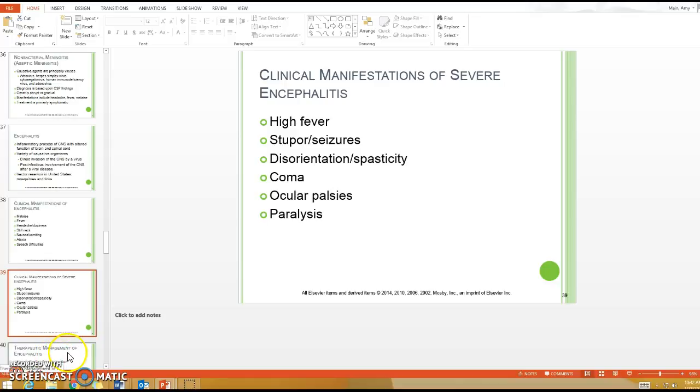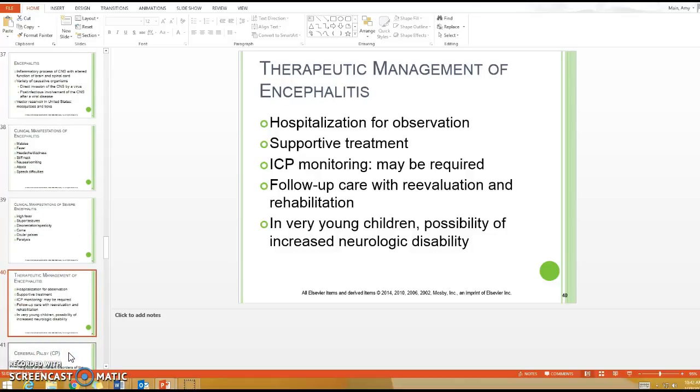So how are they going to treat encephalitis? Typically they will hospitalize the patient and observe them so that they are right there for treatment of symptoms. They will give supportive treatment. This isn't something you can just give an antibiotic for because it is viral. They will monitor for increased intracranial pressure. And then follow-up care and possibly rehabilitation if there's lasting effects to the central nervous system from that inflammation. In a very young child, there is a good possibility that they will have some kind of neurological disability.